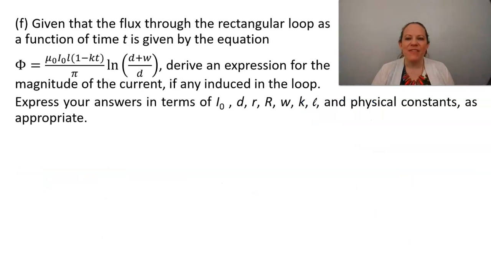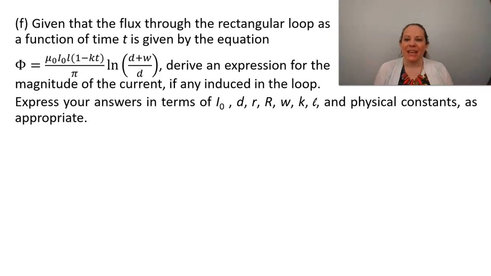Part F. Given that the flux through the rectangular loop as a function of the time t is given by the equation phi equals mu naught I naught L times the quantity 1 minus kt all over pi times the natural log of d plus w divided by d, derive an expression for the magnitude of the current, if any, induced in the loop. Express your answers in terms of I naught, d, little r, capital R, w, k, L, and physical constants as appropriate.